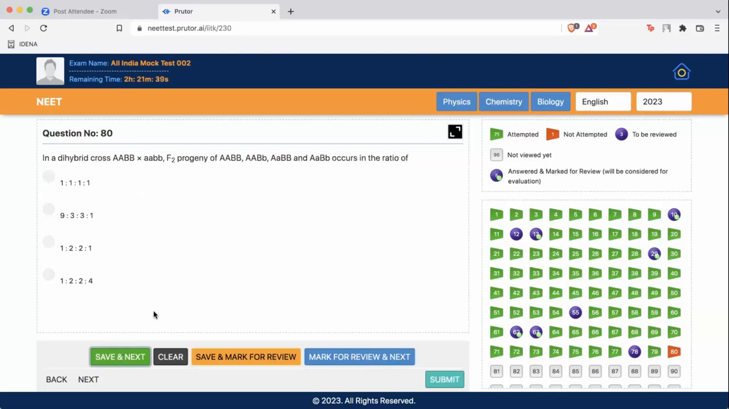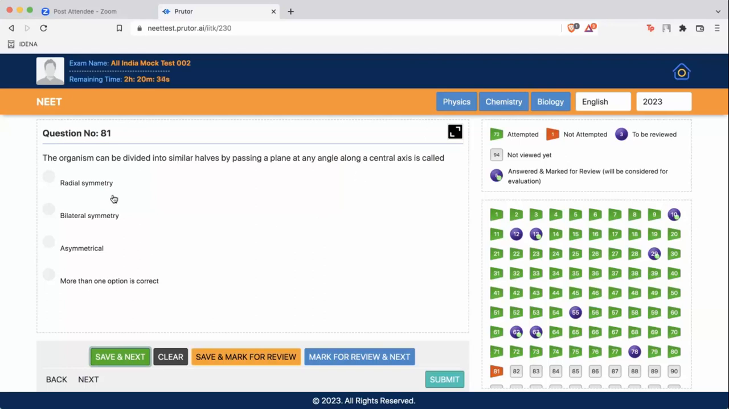In a dihybrid cross, AABB and aabb, the F2 progeny of AaBb occurs in the ratio of... Okay, so we have to check the number of gametes you get. You get AABB. What are your gametes? You're only getting AB type gametes. Okay, F2 progeny. So F1 progeny, we get our dihybrid, AaBb, and then once you cross two dihybrids together, you get a ratio of 9:3:3:1. That's your phenotypic ratio.